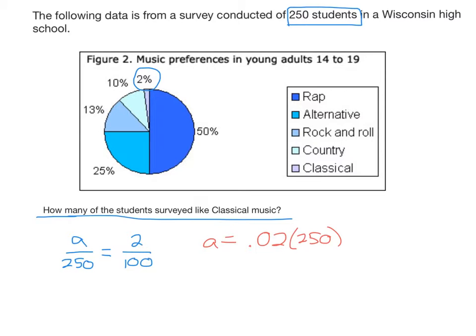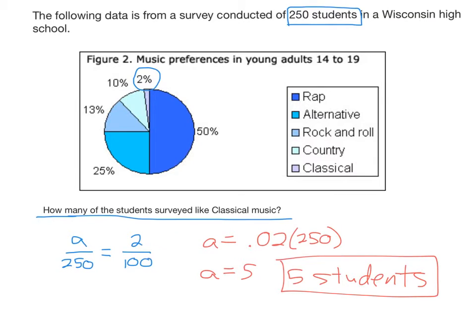A equals 5. So 5 of the students surveyed at this high school like classical music. We could use that same process to find how many like country, rock and roll, alternative, and rap.